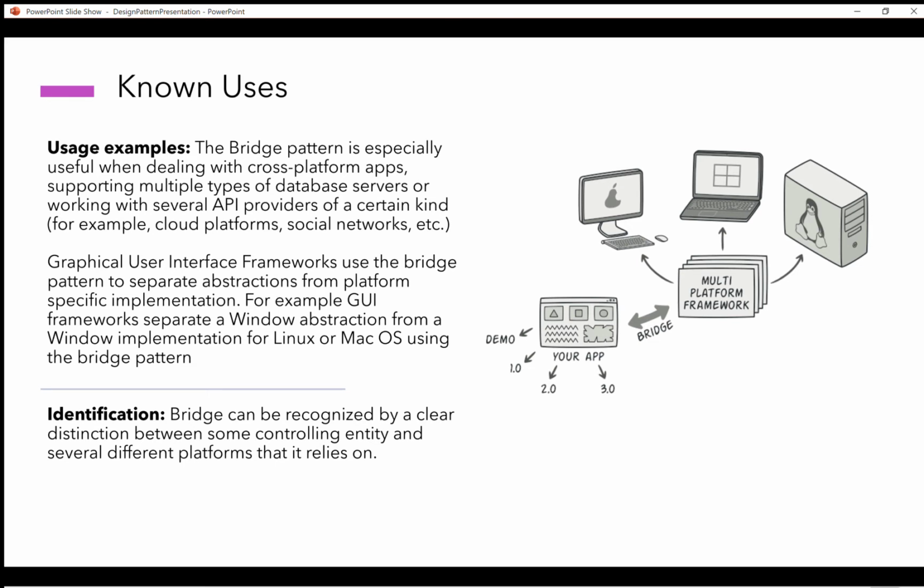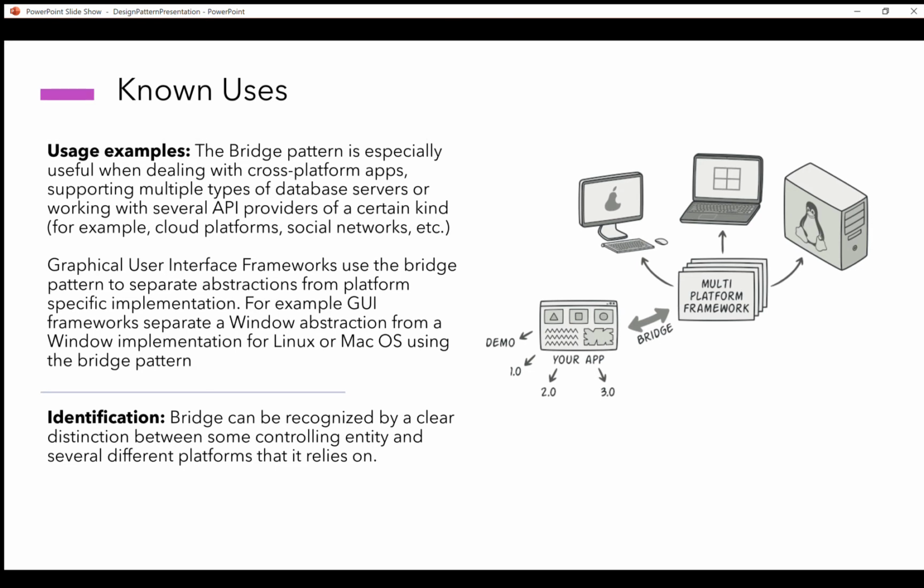Known uses. The bridge pattern is especially useful when dealing with cross-platform apps, supporting multiple types of database servers, or working with several API providers of a certain kind. Graphical user interface frameworks use the bridge pattern to separate abstractions from platform-specific details. For example, a GUI framework separates a window abstraction from a window implementation for Linux, Mac, using the bridge pattern.